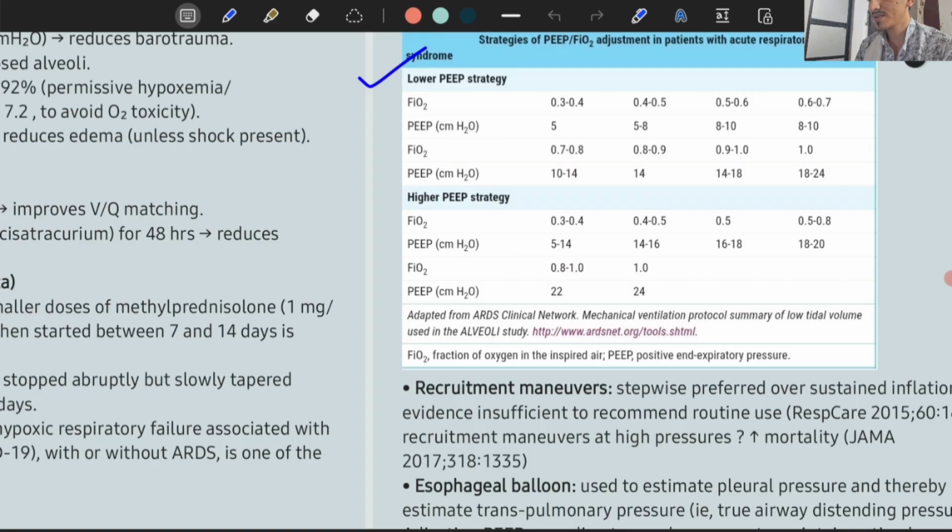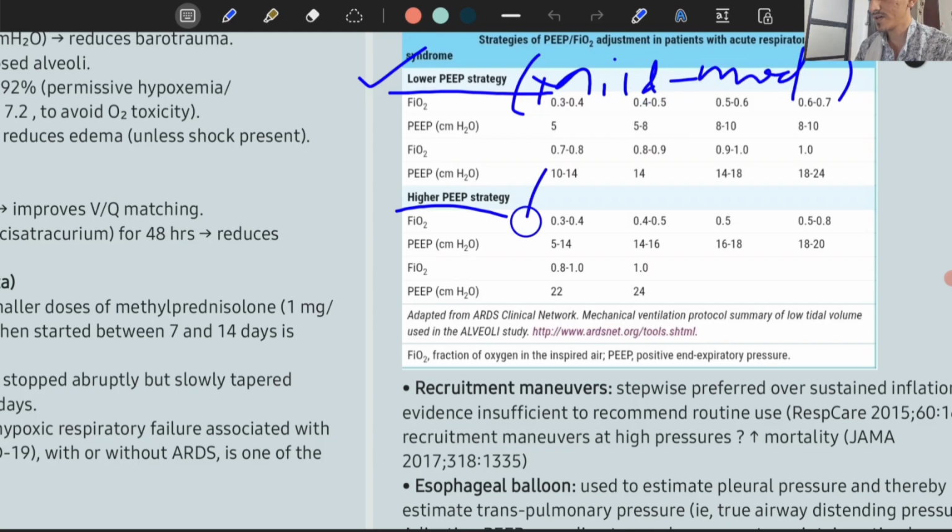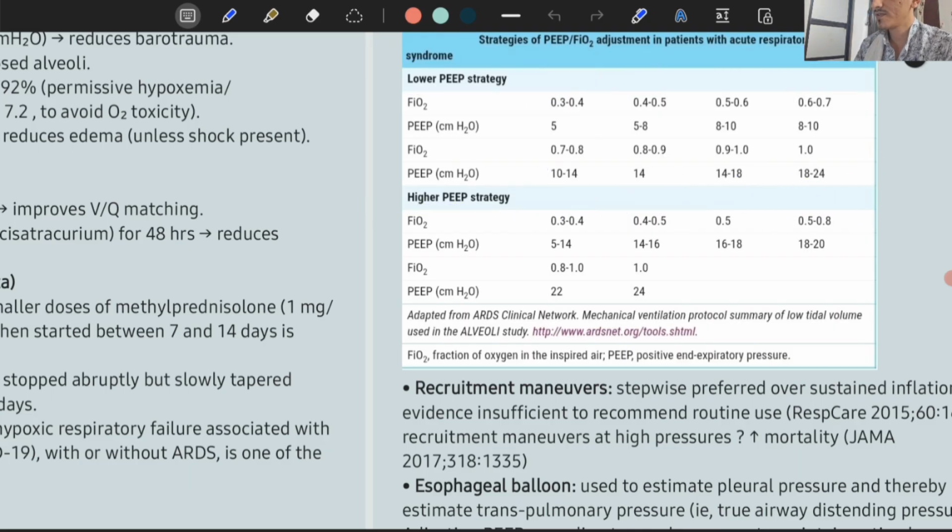There are two strategies mainly: the lower PEEP strategy and the higher PEEP strategy. You can use the lower one in mild to moderate patients, and the higher one in moderate to severe patients. For FiO2 of 0.3 to 0.4, PEEP 5. For 0.4 to 0.5, it is 5 to 8. For 0.5 to 0.6, 8 to 10. For 0.6 to 0.7, 8 to 10 again. Like this you will titrate the PEEP along with the titration of FiO2, so for that respective FiO2, that PEEP should be maintained.